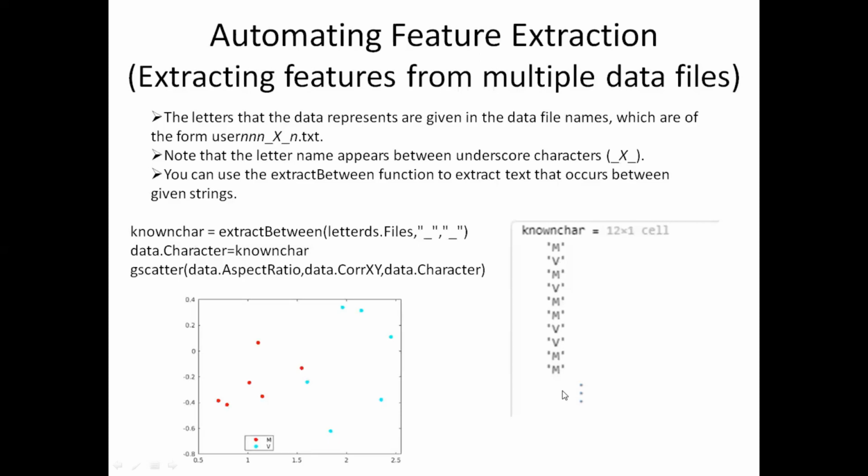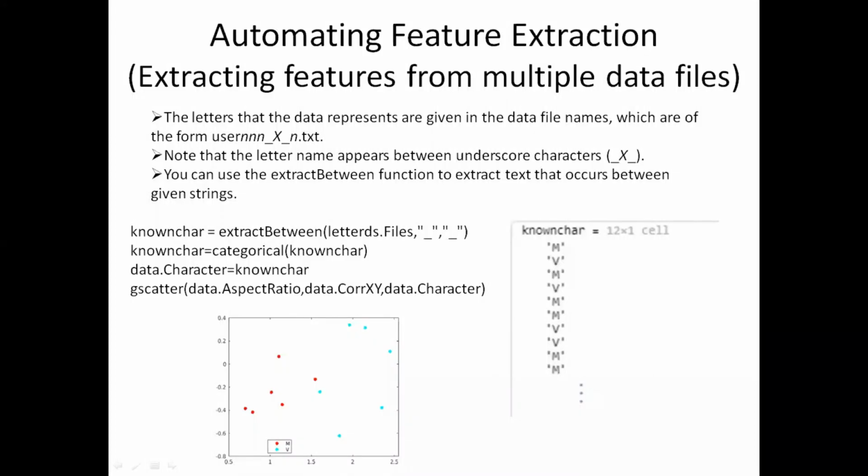Now next we need to convert this variable, known character, into a categorical variable, because when we are doing a classification operation, the output variable has to be a categorical variable, meaning it has to contain different categories or different groups. To do that conversion, we use categorical of known character. That will return the categorical form, and I'm storing it in the same variable, known character.